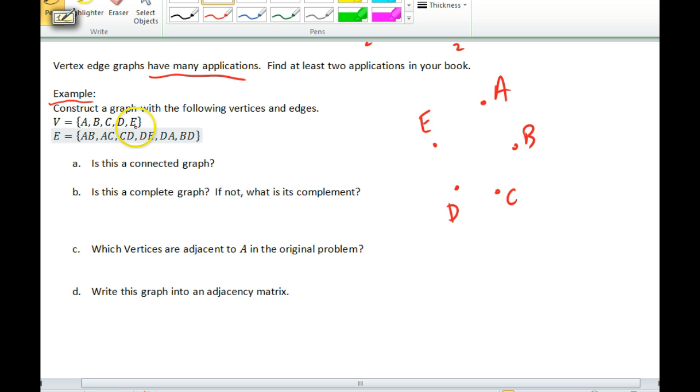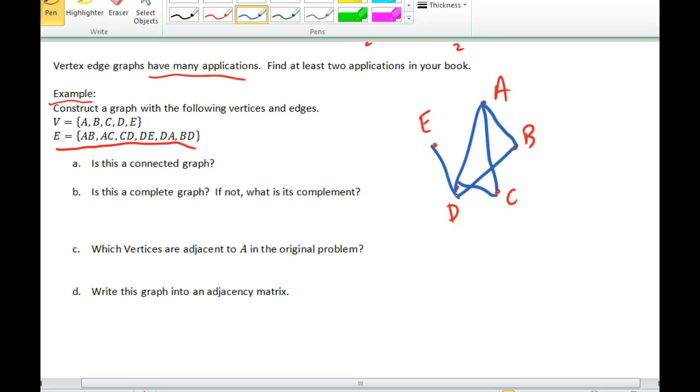So this tells me I have 5 vertices. Now the edges, the E stands for edges. I'm going to connect up all these edges based on what they tell me. So they say draw segment AB. So I'm going to do that. I'm going to draw a segment AC. I'm going to do that. CD, DE, and DA, and BD. So there's my graph right there.